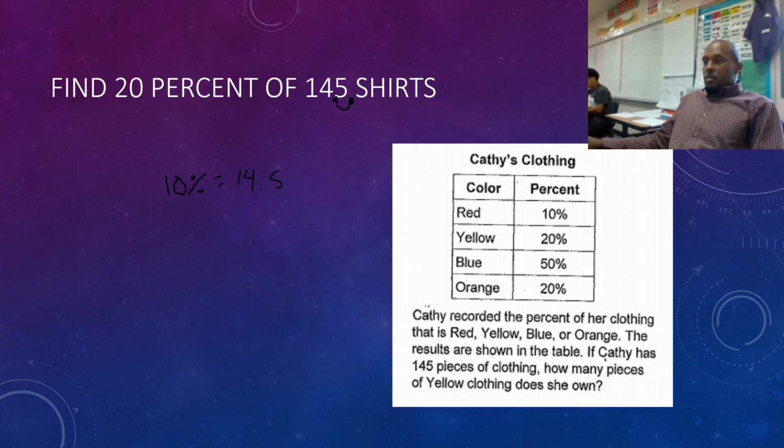So 20% is going to be times 2 of that. Times 2 equals 20%. So 14.5 times 2 is 29. So 14 times 2 is 28. 0.5 times 2 is 1, so 29. All right. Okay, that's it.